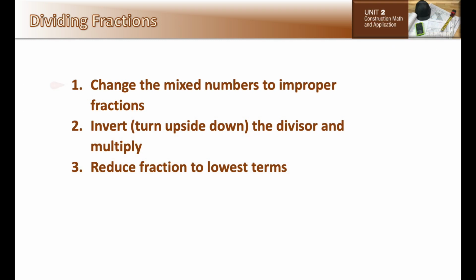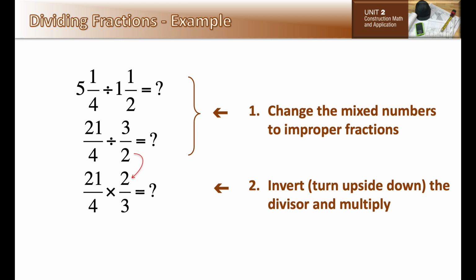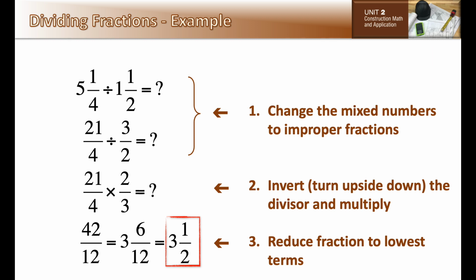Dividing fractions. Change the mixed numbers to improper fractions. Next, invert, meaning turn upside down, the divisor and multiply. And as always, reduce the fraction to its lowest terms. In this example, first change the mixed numbers to improper fractions, 5 1/4 to 21/4, and 1 1/2 to 3/2. Next, invert the divisor and multiply. Finally, reduce to its lowest terms.